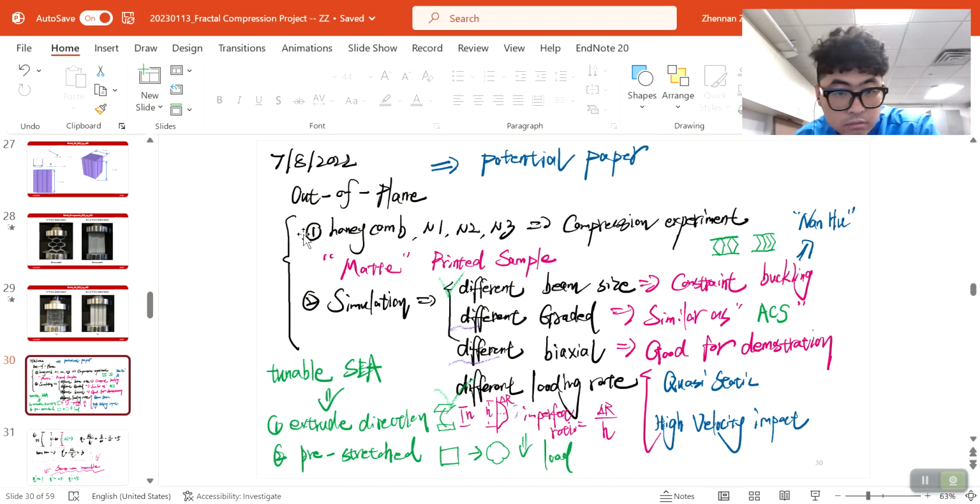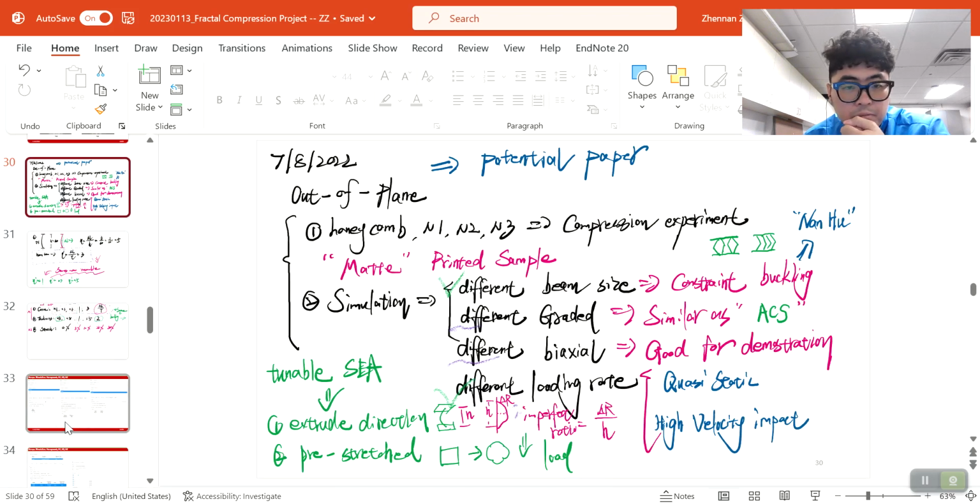And I have shown the comparison between honeycomb and N1, N2, and N3. In the future, in your project, maybe print some other samples with different beam sizes, with graded design, with different biaxial design, and with different loading rates, with some static experiments or some high velocity experiments. Or we can also do some pre-curved structure.